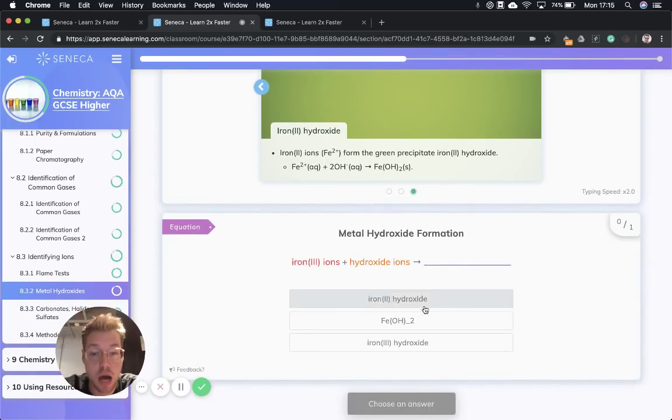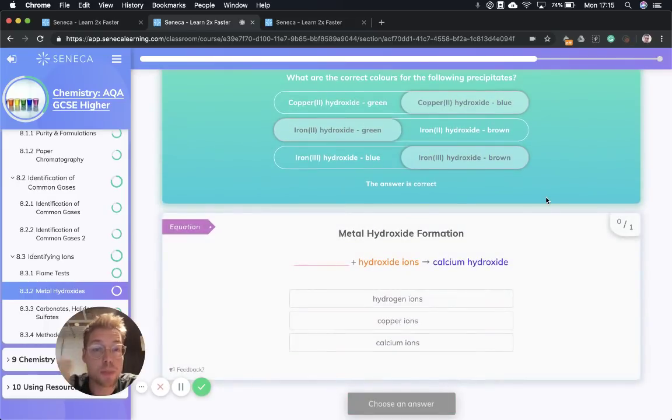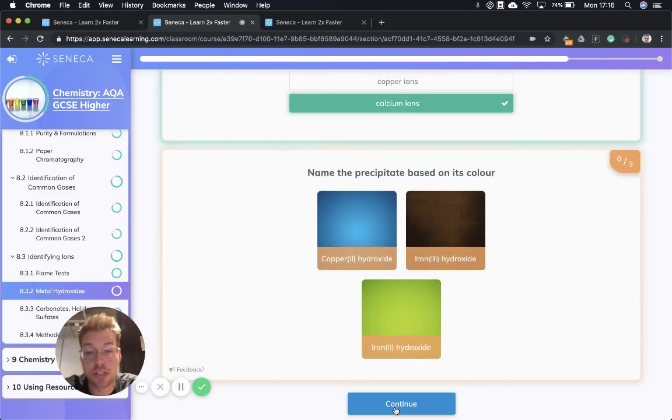Remember those colors, okay? That is what we need. So what were those colors again? Let's go through them so they stick. Copper(II) hydroxide is blue, iron(II) hydroxide is green, and iron(III) hydroxide is brown, okay? So those are the hydroxides you need to remember.